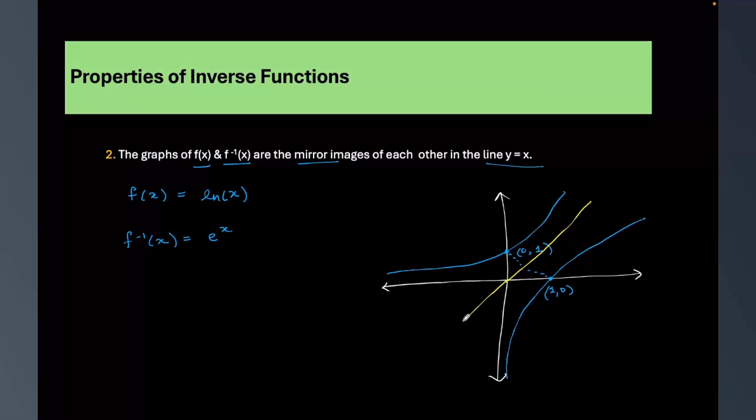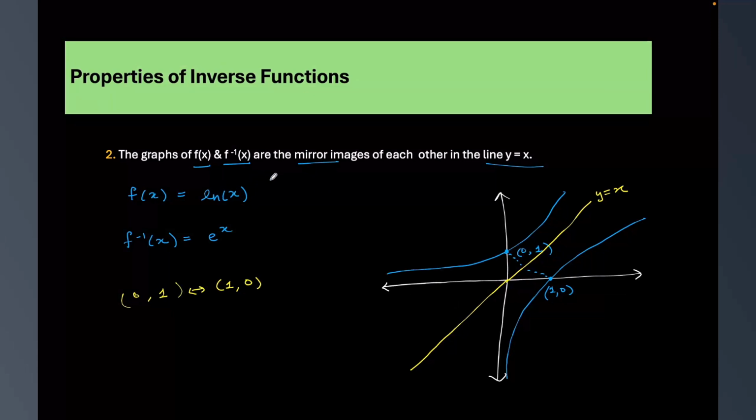Y is equal to x would be like this, right? So you can see that they're mirror images of each other. Basically, the x and y coordinates always swap. So we have 0, 1. They just swap with each other, so we have 1, 0. And you can put in anything you want, really.